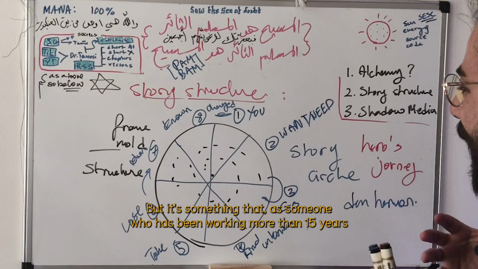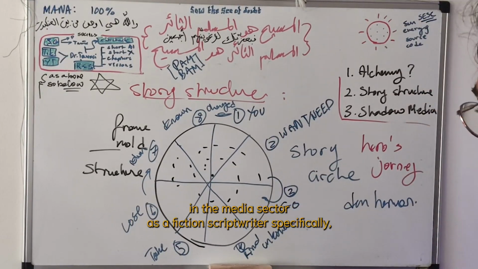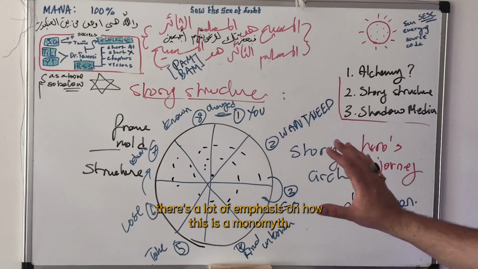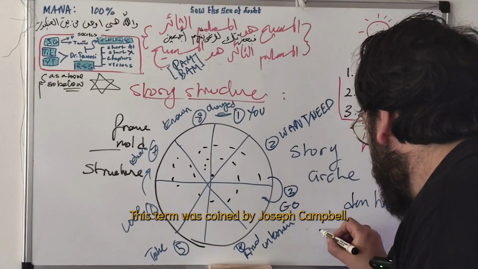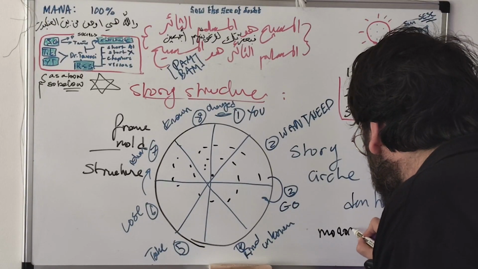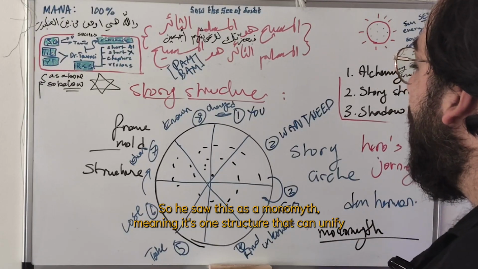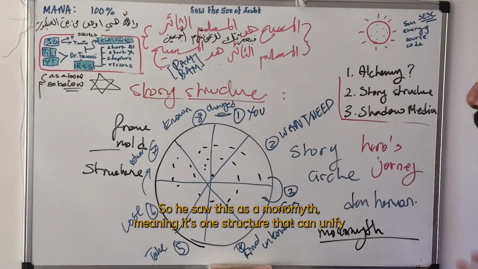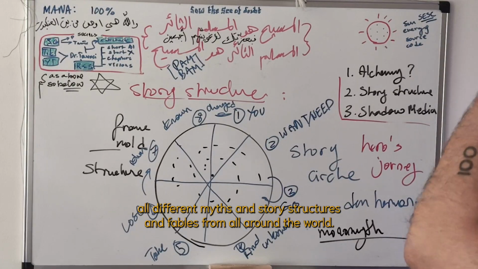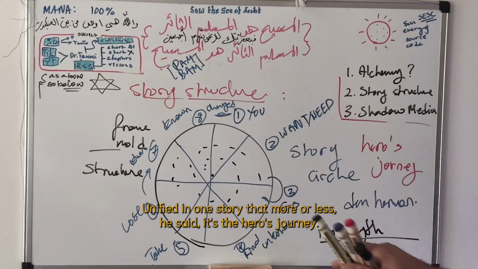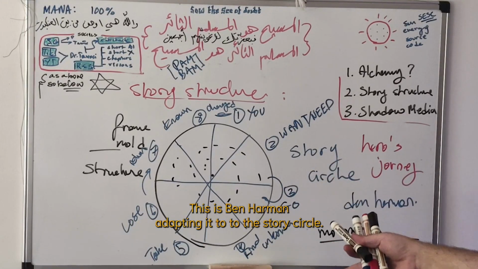But it's something that, as someone who has been working more than 15 years in the media sector as a fiction scriptwriter specifically, there's a lot of emphasis on how this is a monomyth. This term was coined by Joseph Campbell, comparative mythologist. So he saw this as a monomyth, meaning it's one structure that can unify all different myths and story structures and fables from all around the world, unified in one story that more or less, he said it's the hero's journey. This is Dan Harmon adapting it to the story circle.